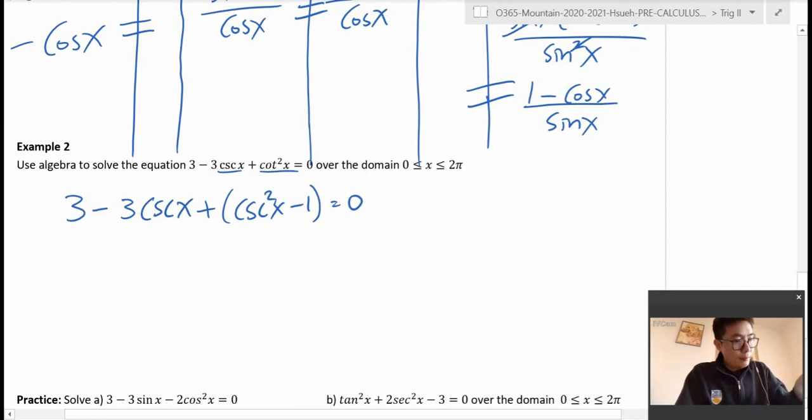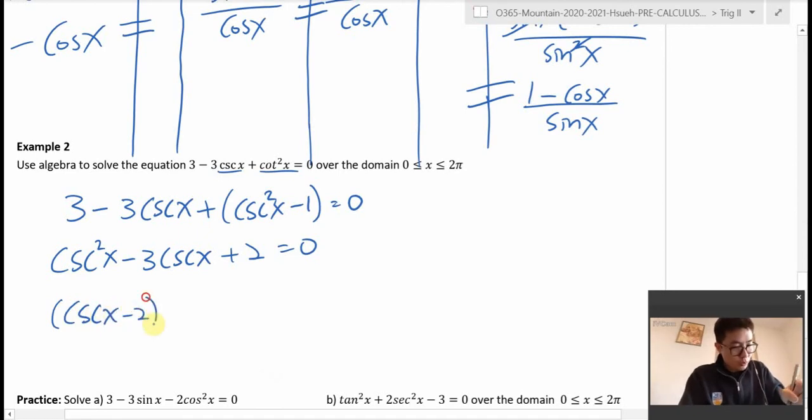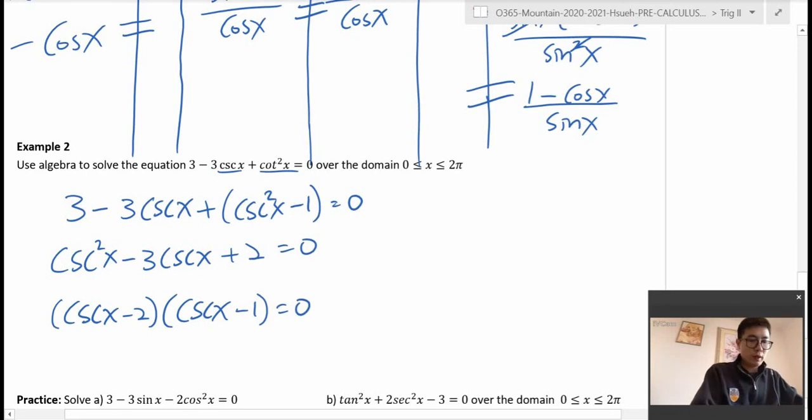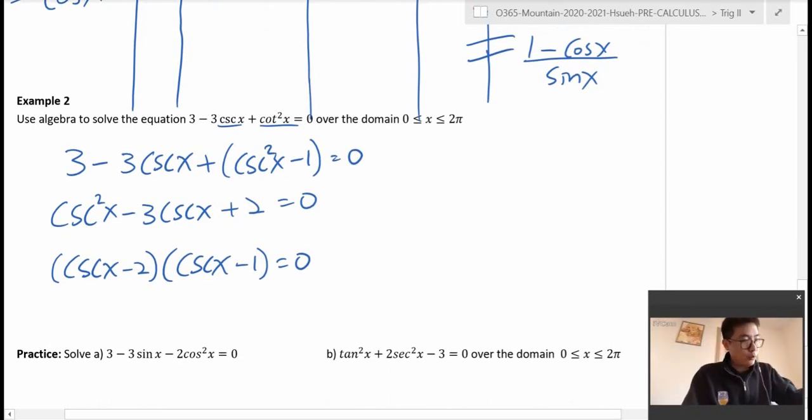I'm going to simplify this a little bit first. So I have cosecant squared x minus 3 cosecant x, that's a 3 plus negative 1, so it's a plus 2 here, equal to 0. Now I can factor this. Again, this is a quadratic equation. So I'm going to end up with cosecant x minus 2 times cosecant x minus 1 equal to 0. Negative 2 times negative 1 is positive 2, and negative 2 plus negative 1 is negative 3. That's perfect. This means we have two cases: either cosecant x equals 2 or cosecant x equals 1.